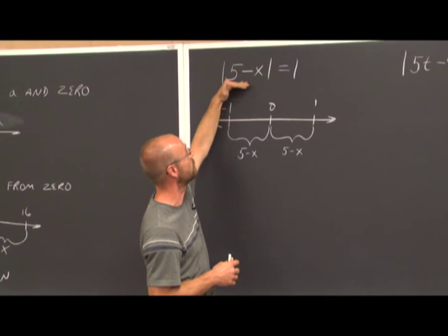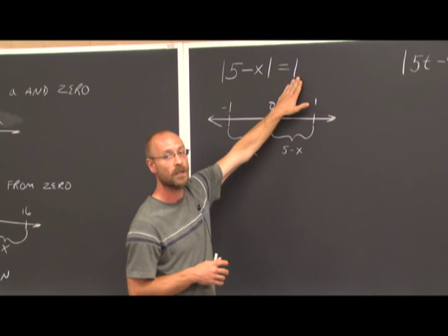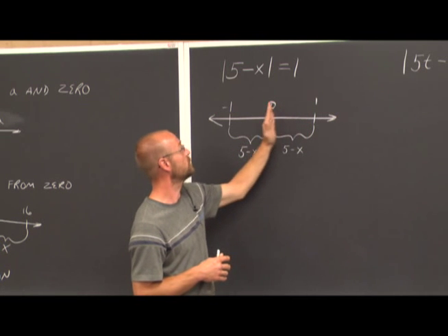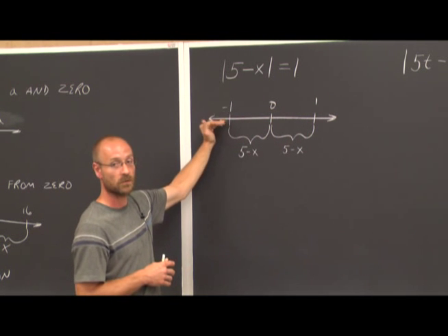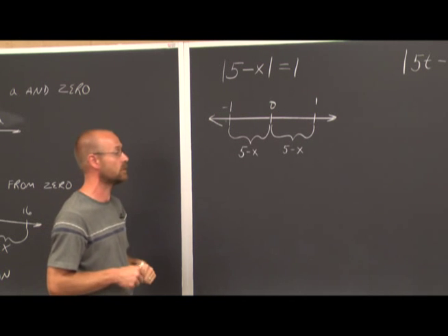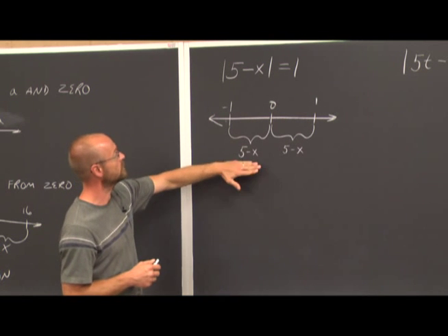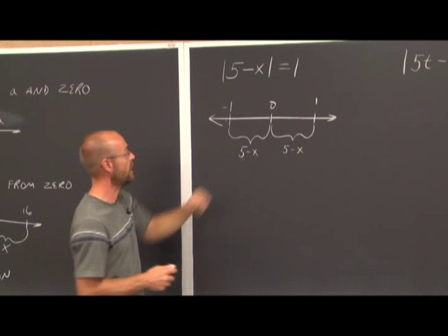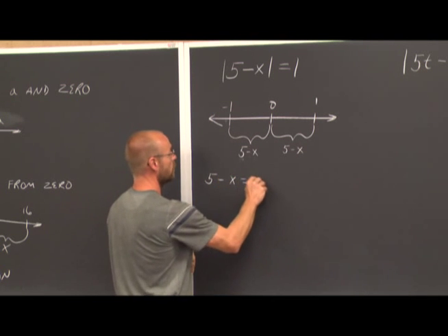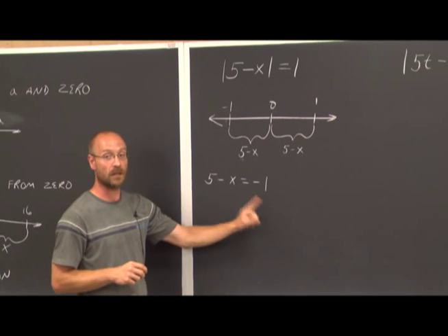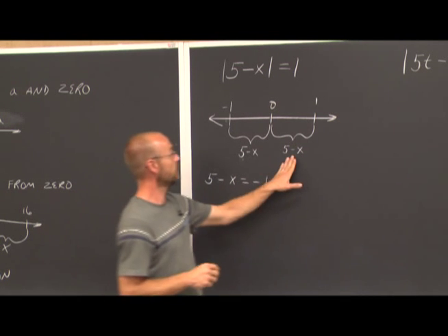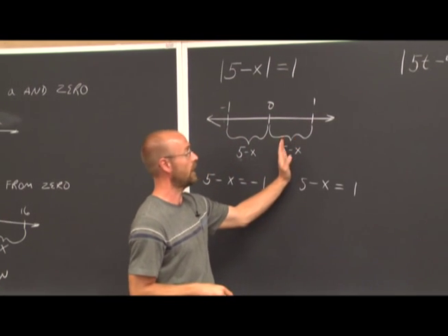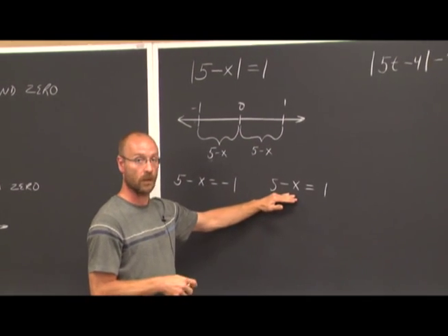This absolute value, whatever this quantity might be, has to be equal to 1. Well, again, we recognize this is our distance. There is a distance of 1 to the right of 0, a distance of 1 to the left of 0. So negative and positive 1 are at the end of those distances. So what we have here is we can say, well, this quantity, whatever's in here, this distance, 5 minus x, could equal -1, because -1 does lie 1 unit from 0. This here, 5 minus x, could be +1, because 1 lies 5 minus x units from 0.